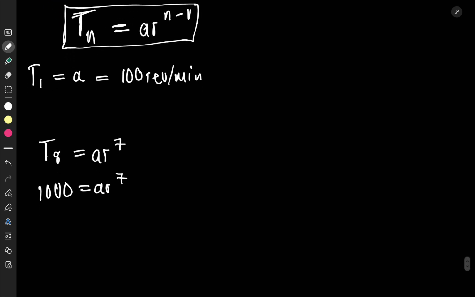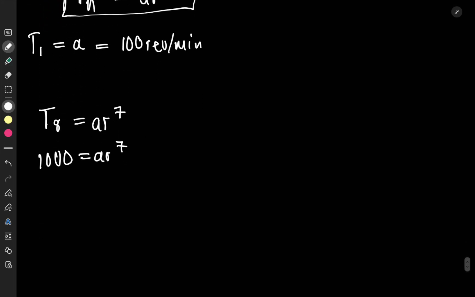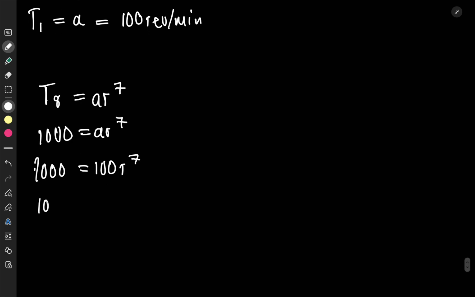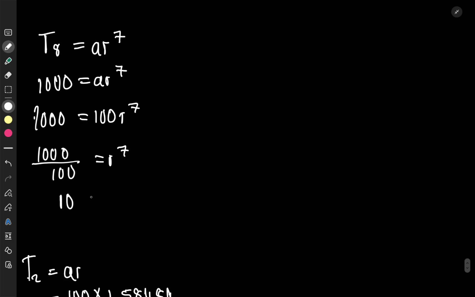Now we know what A is. We've seen it here, it's 100. So we can say that 1000 is equal to 100 R to the power of 7. Now our job is to find the R. We take 100 to the other side, so we have 1000 over 100 equal to R to the power of 7. 1000 divided by 100 is 10, so 10 is equal to R to the power of 7.